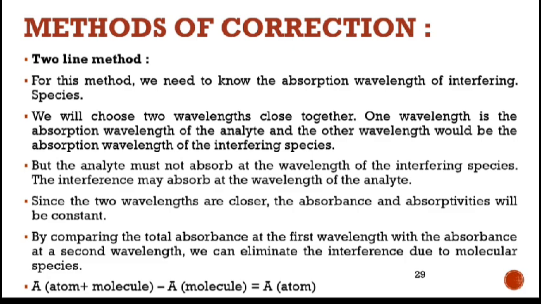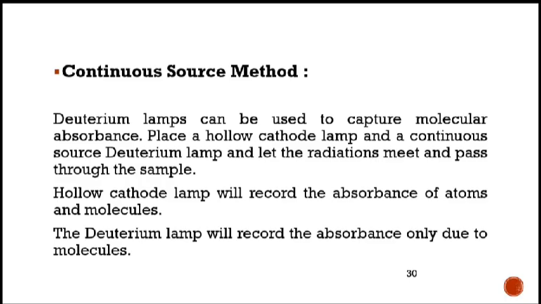Second is the continuous source method. Deuterium lamps can be used to capture molecular absorbance. Place a hollow cathode lamp and a continuous source deuterium lamp and let the radiations meet and pass through the sample. The hollow cathode lamp can record the absorbance of atoms and molecules. The deuterium lamp will record the absorbance only due to the molecules.